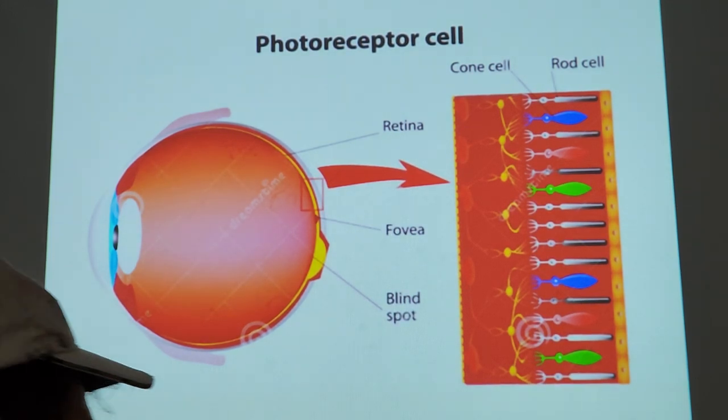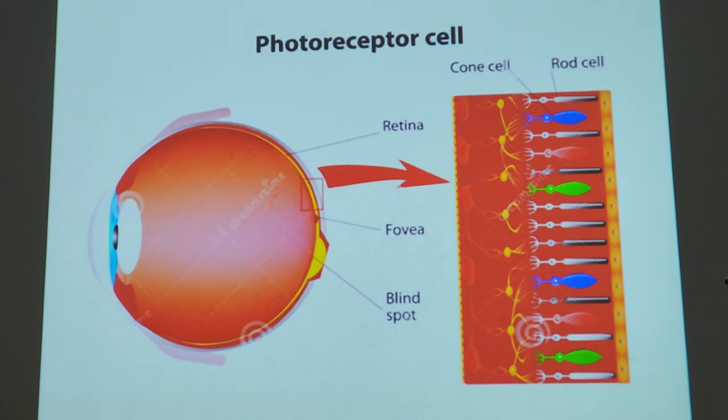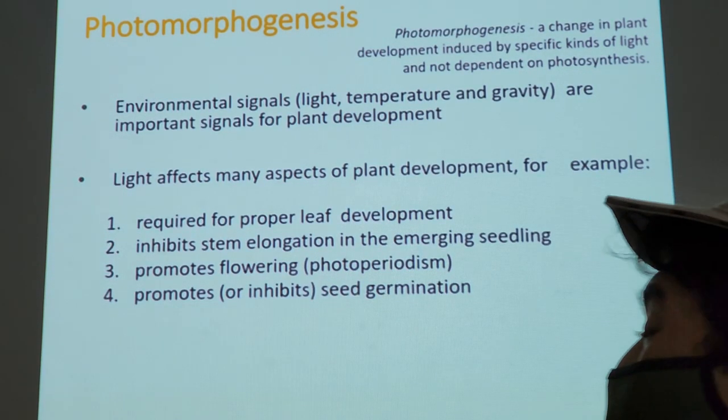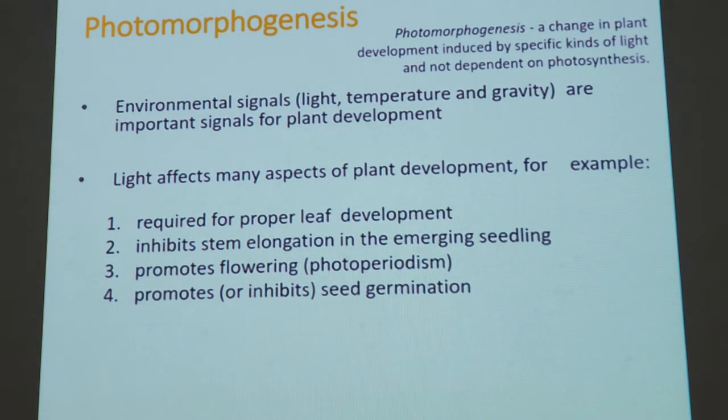All right. So this is all to lead to the understanding of photomorphogenesis. You know that plants can perceive light, have photoreceptors, and give reactions, right? But not to read books or go to university.